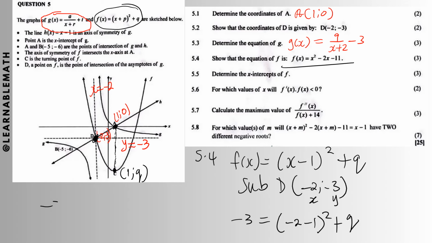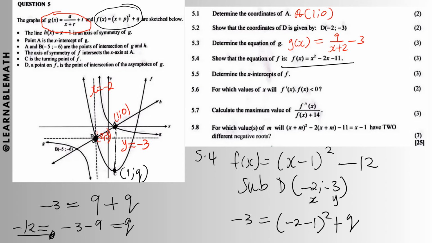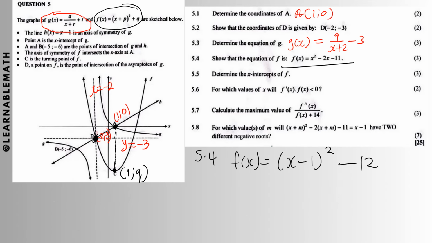When we simplify this, minus 3 is going to be equal to minus 1 minus 2. Minus 2 minus 1 is minus 3. Squared will be 9 plus q. Then when we solve for q, it will be minus 3 minus 9, which is what? Negative 12. All right. So after getting negative 12, we can just come back and put our negative 12 there and actually expand this equation so that we show that it's indeed x squared minus 2x minus 11.